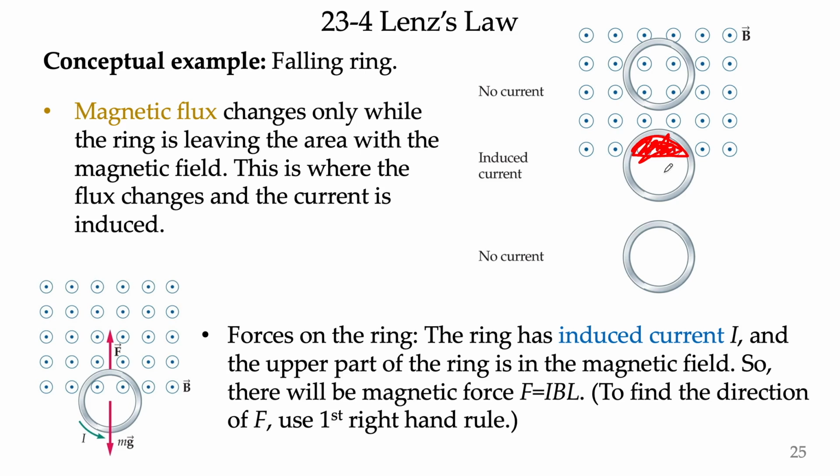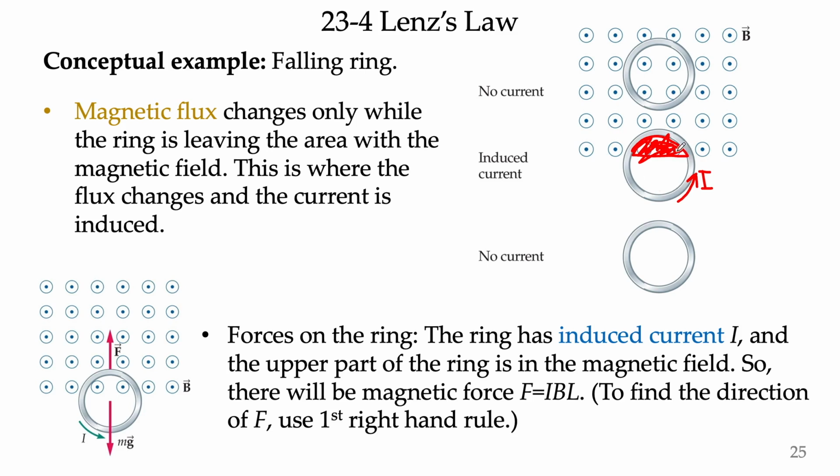Now this ring will oppose the situation by trying to increase the flux in the out of the page direction, okay? To be able to increase the flux, there should be a current. Again, use your second right-hand rule. The current should be in this direction.